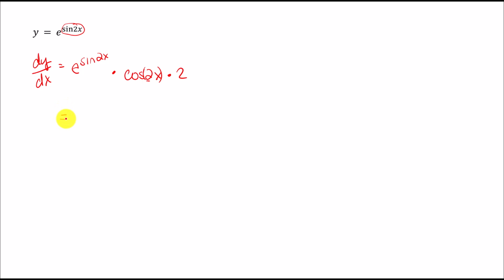Not really a real pretty way to write this. I like to write the 2 first. And then it's kind of preference. I'm going to write cosine 2x. I'm going to put that in parentheses if I'm going to put this e next to it so that it doesn't look like my e sine 2x is inside cosine. So however you want to write that is fine, but this is my derivative. Okay, again, pause the video and try it.